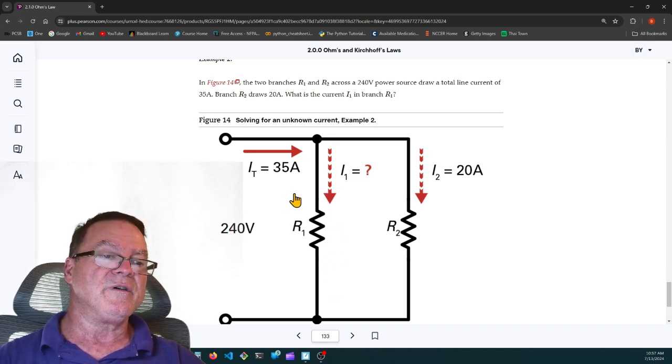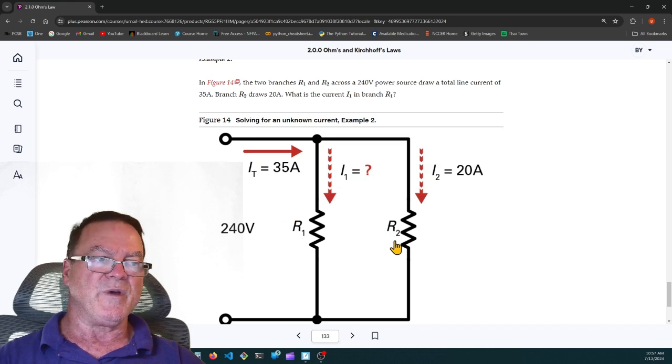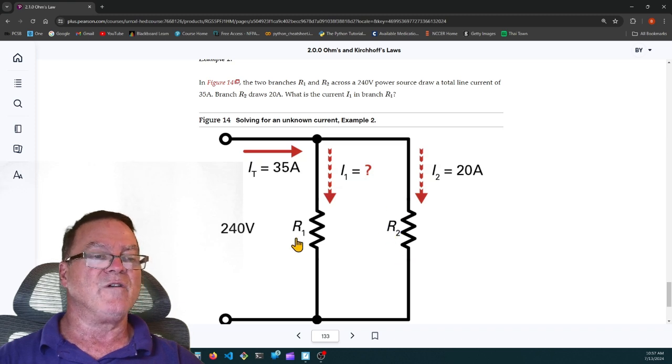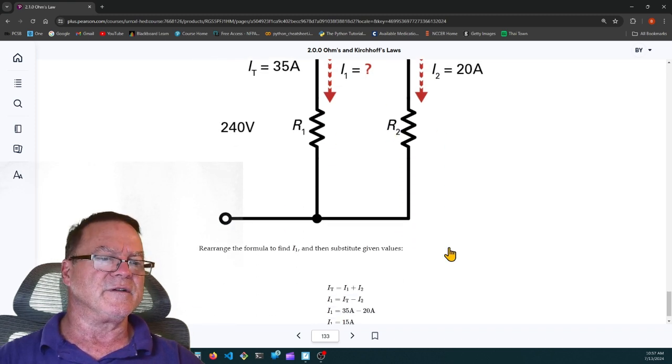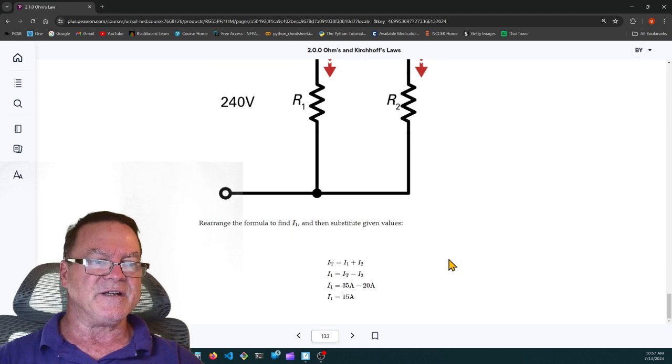Knowing that, we know the voltage drop is 240, so we could divide that by 15 and find what the value of R1 is. We could do the same with R2. 240 volts divided by 20 amps equals what? 12 ohms. So R2 is 12 ohms. R1, I didn't do it in my head because it's not an easy number. But 15 amps is what is flowing through I1.